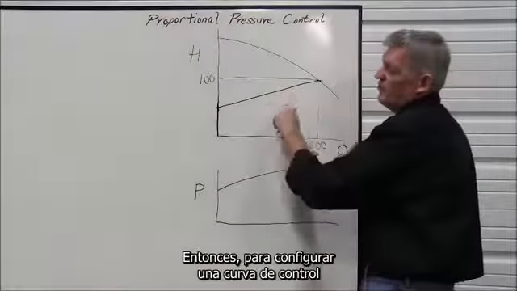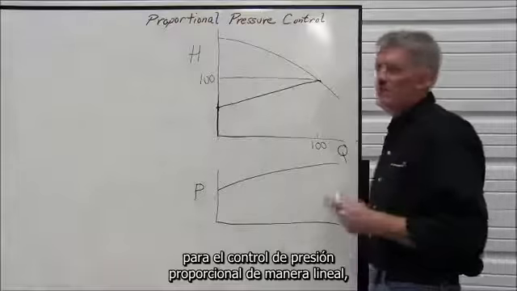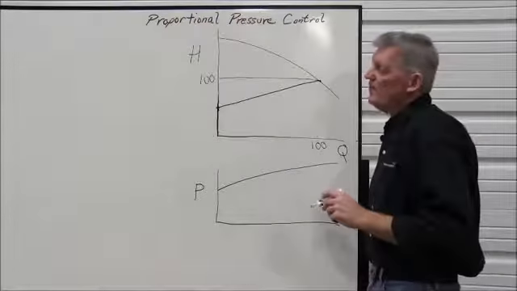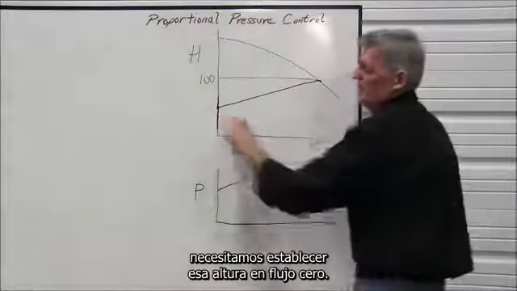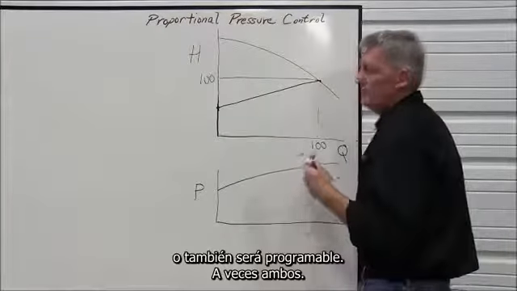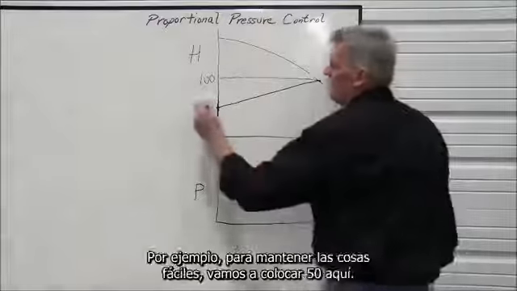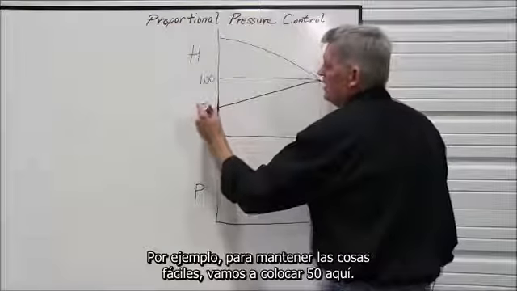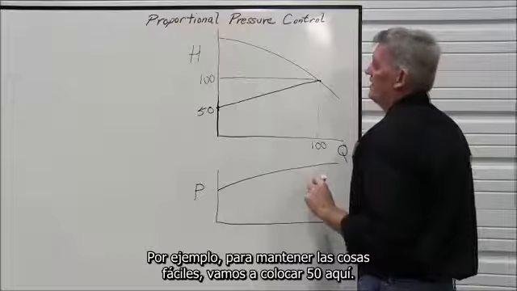So to set up a control curve for proportional pressure control in a linear, we need to establish the head at zero flow. A lot of times this will be a factory default, or it also will be programmable, sometimes both. So for example, to keep things easy, we're going to go for 50 here.